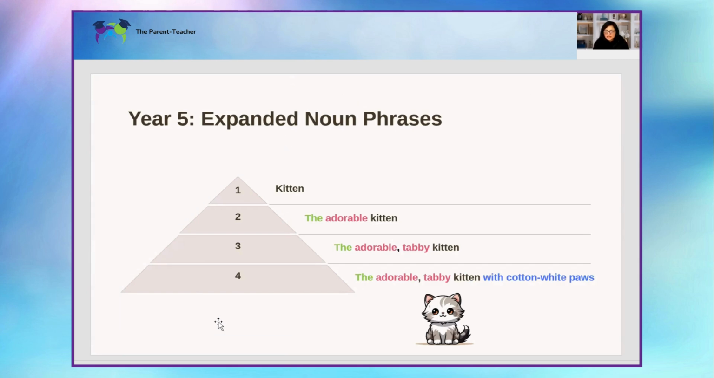So when you get to year 5, children focus more on expanded noun phrases, and they need to be able to create these. Now, they do that by adding in their articles, their adjectives, and their nouns to create noun phrases and the extra information. So here, kitten, the adorable kitten, noun phrase, the adorable tabby kitten with white paws. Okay, can you see how the noun phrase has been expanded?